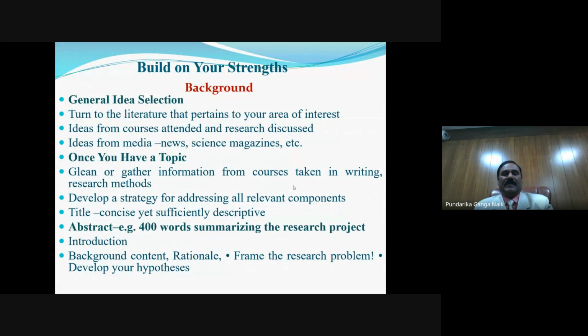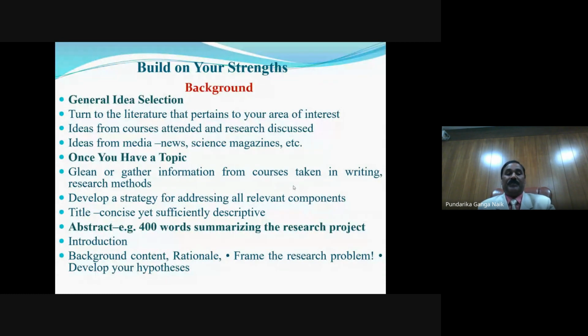Then it comes to the abstract. You are well versed with writing the abstract, wherein it is the summary of the entire work that you would propose, which includes introduction, background of the content, and rationale. Rationale is very important. You must justify and ascertain for yourself why you are interested to pursue this research. What motivated you to undertake this research work is very important to make an impression with the evaluator.